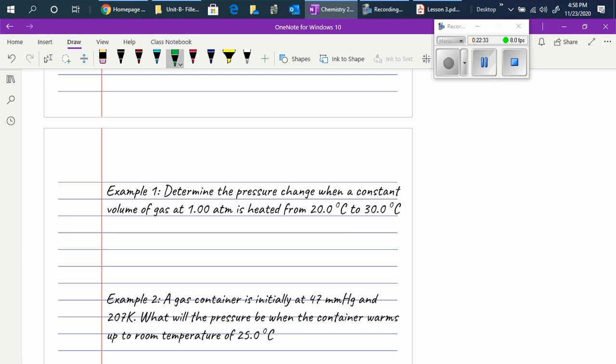So now let's see, what do we have here? Determine the pressure change when a constant volume of gas, so volume is constant, at 1.0 atmosphere is heated from 20 to 30 degrees Celsius. As you see here, the temperature is increased, which means that we should expect an increase in pressure as well. Anyhow, what we have is P1 over T1 equal to P2 over T2. Now let's write what is given. P1 is 1.0 atmosphere and T1 is equal to 20 degrees Celsius.